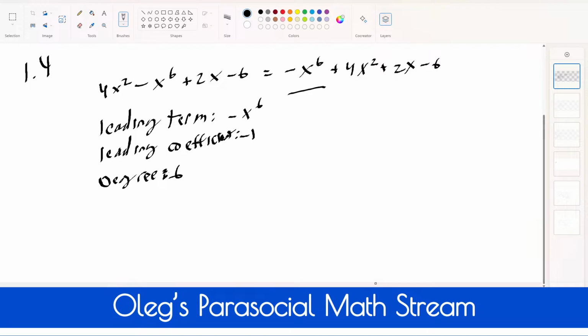Here we go. Try it answers. Yes, degree is 6. A leading term is negative x to the 6th power, and leading coefficient is negative 1. Okay, good. I'm going to mark the try it section so I can access that also as necessary. Okay. Next.